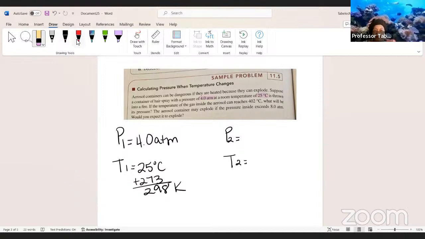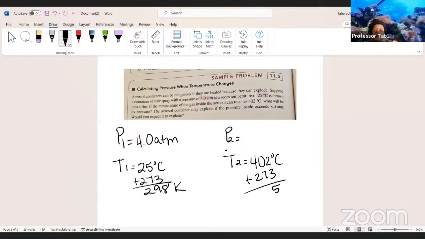In the first problem, they gave you 402 degrees Celsius. Again, you've got to add 273 to that, and you get 675 Kelvin.